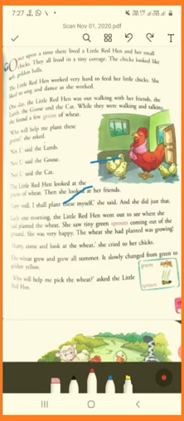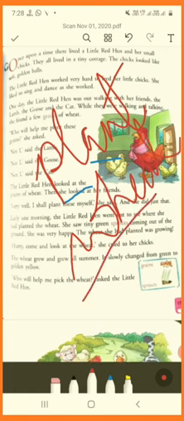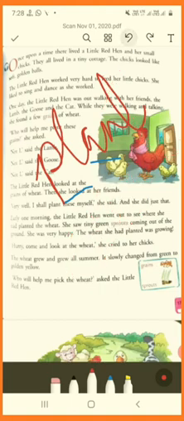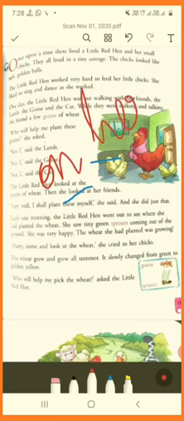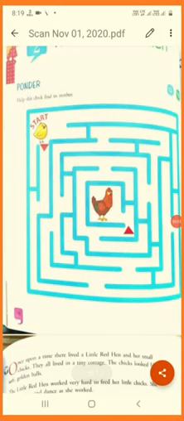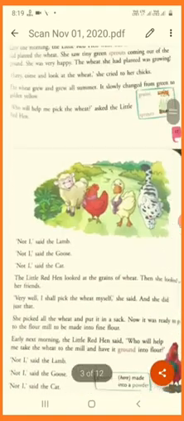Okay, so since no one was ready to help her, she decided to plant the seeds of the wheat. How did she plan to plant the seeds of the wheat? She decided to do it on her own, without taking help from anyone. She decided to do it on her own, like I've said, right?